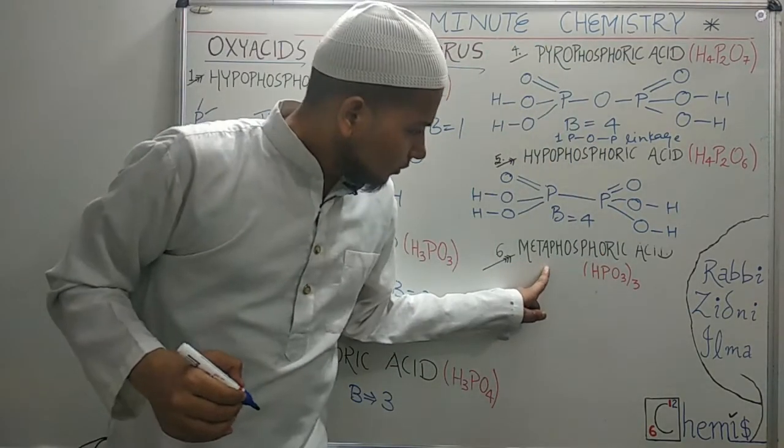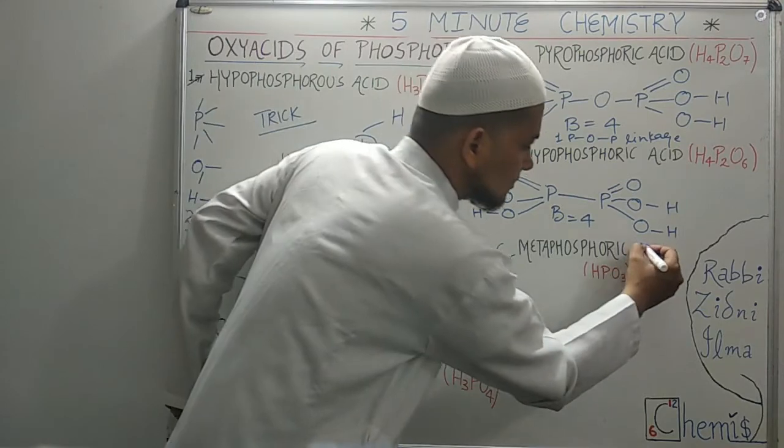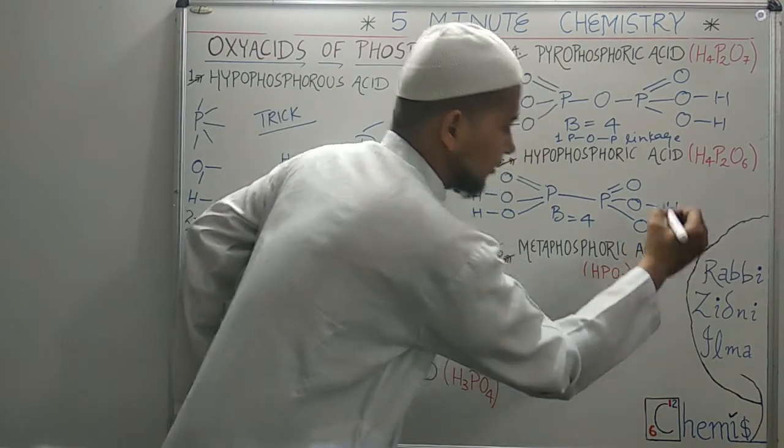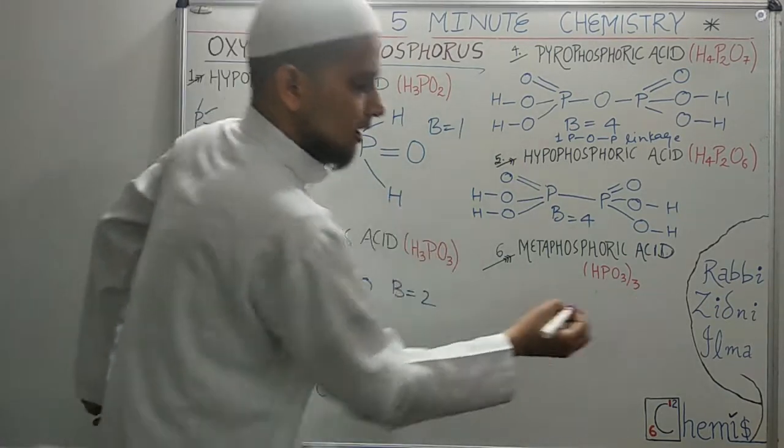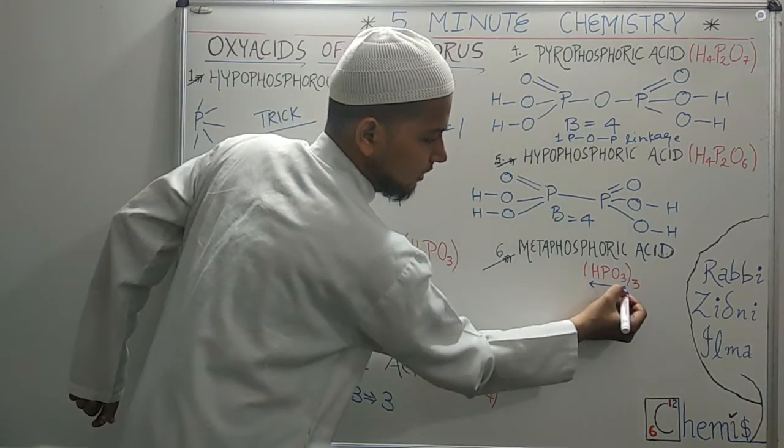Now come to metaphosphoric acid. It is very interesting, very important. We will discuss the trimer, HPO3 whole thrice. Now look very carefully. I will sketch a single unit of HPO3 first.